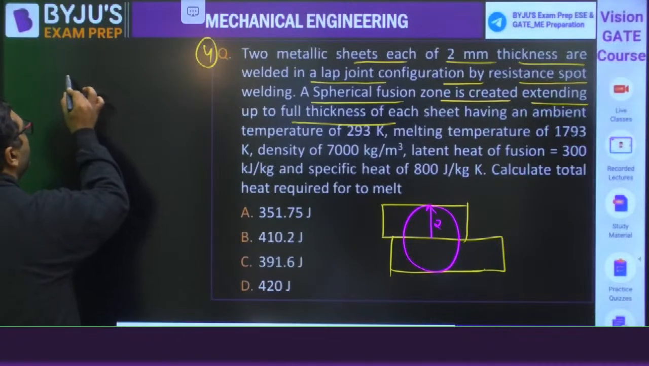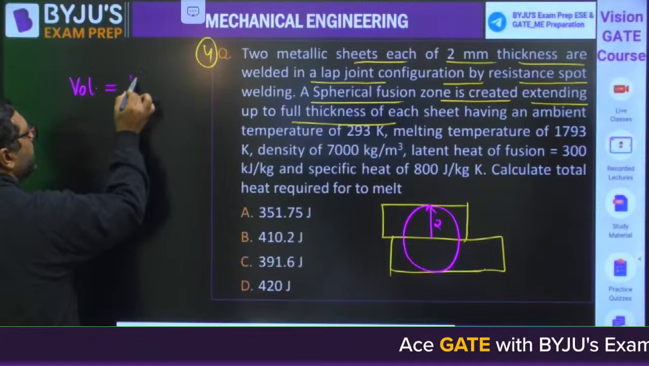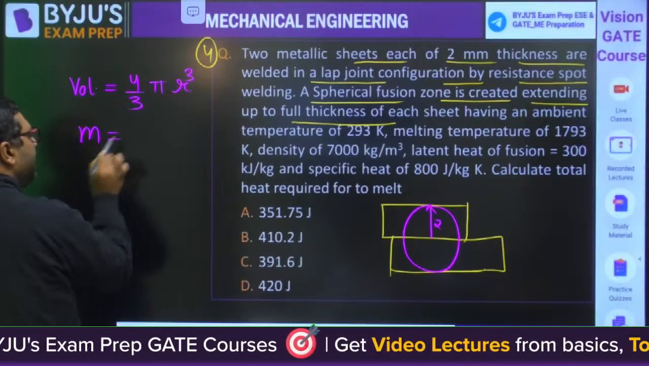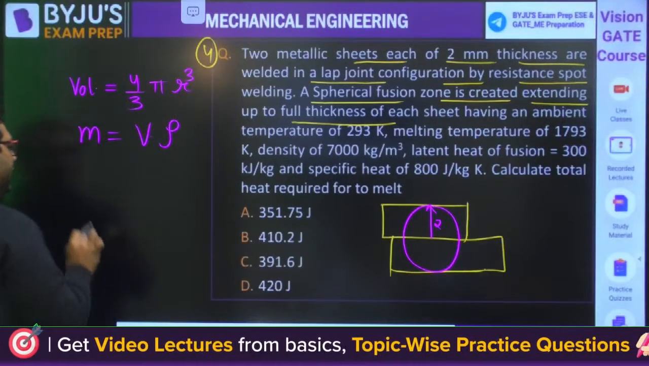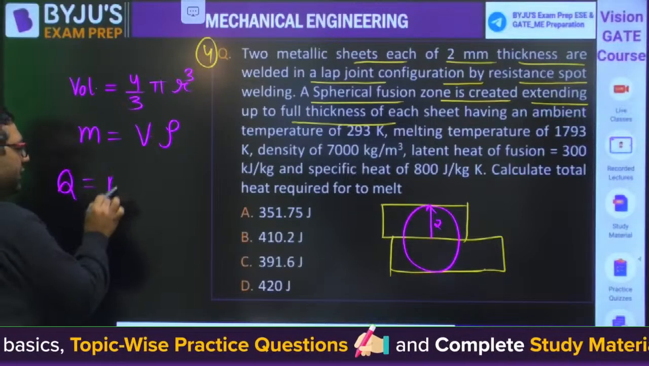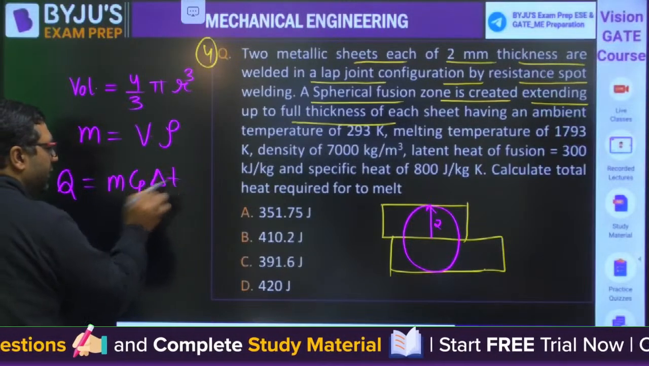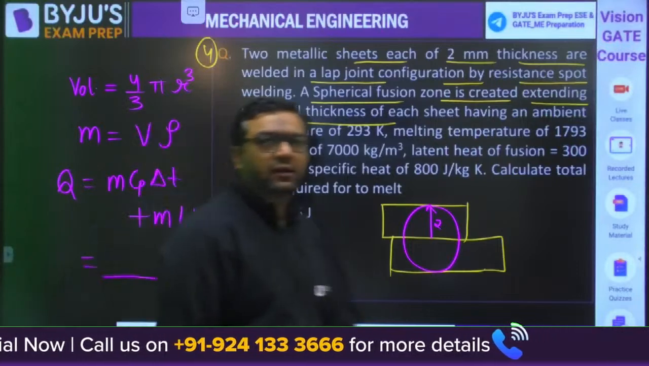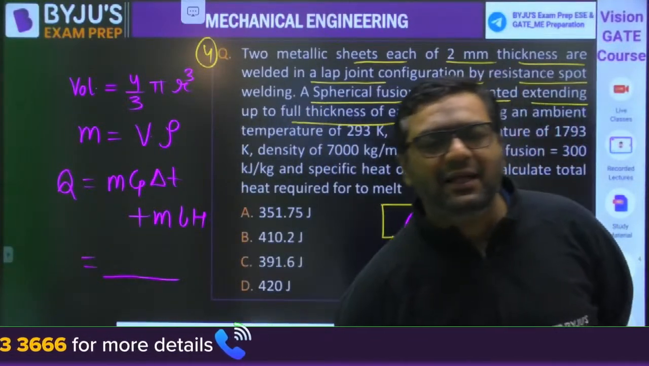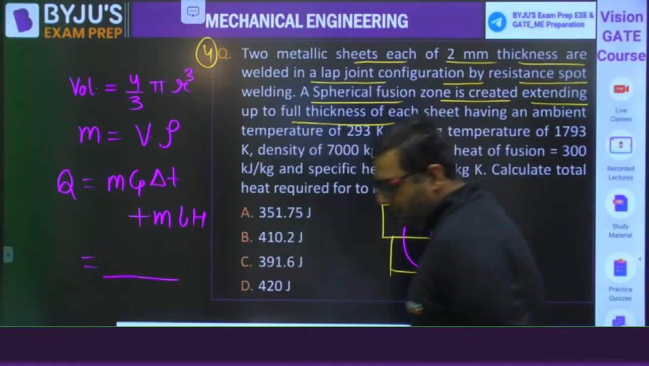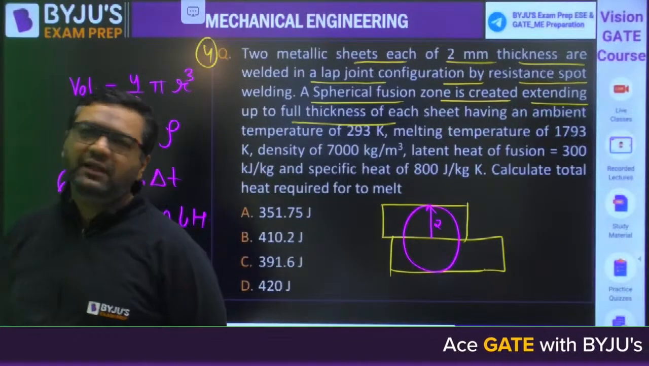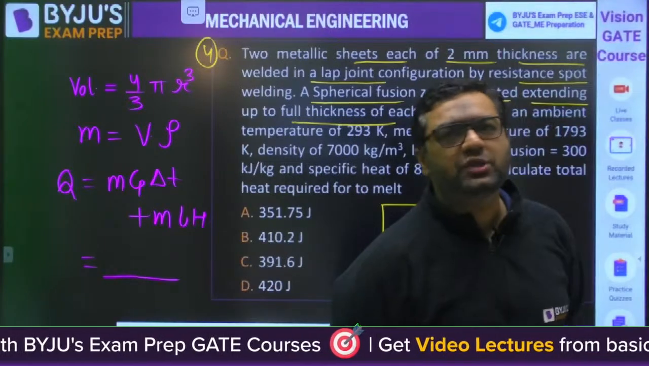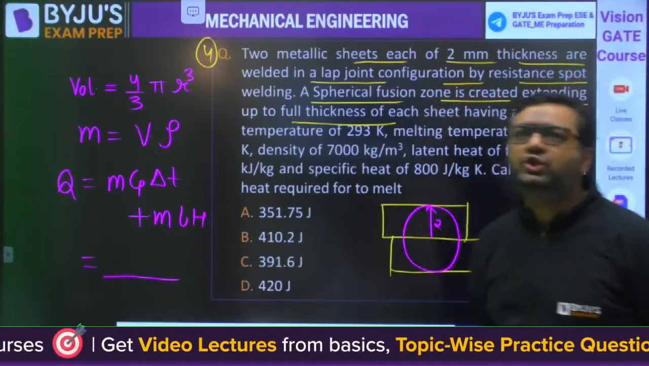First of all, we need to find out the volume of the nugget, that is 4 by 3 pi r cube. Then you can find out the mass of the nugget, that is volume into density. And then you need to find out the heat required, that is nothing but m Cp delta T plus mass into latent heat. That is what you need to do. This is the question from welding. If you notice, in every test I have taken questions from different topics so that everything can be covered. So guys, you can solve this question, and after that we will move to the other questions one by one.